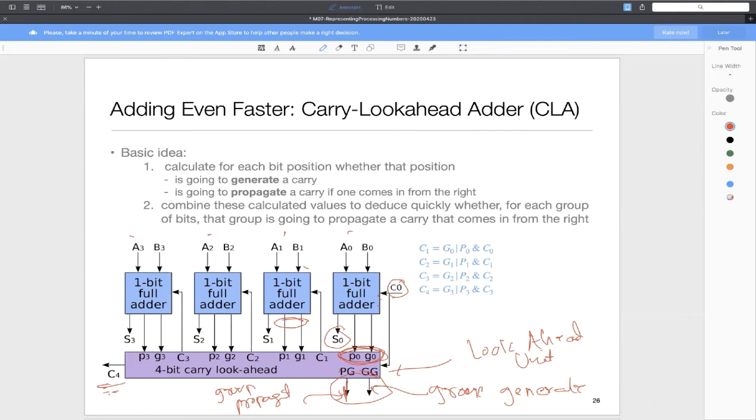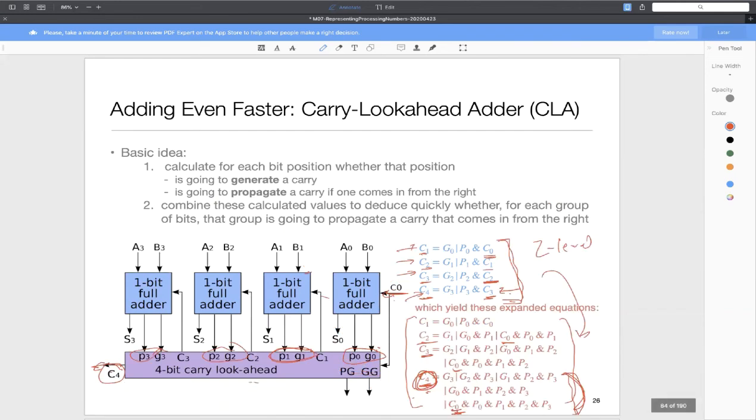So the purple thing will have the P's and the G's very quickly, and then it can compute most of C4 except the part which depends upon C0. At some point, C0 will come in from the previous stage, and then it will compute C4. So C4 will compute within one short delay of C0 arriving. And then meanwhile, C1, C2, C3 will feed in, and then S1, S2, S3 will get computed, but we don't care about their delay.